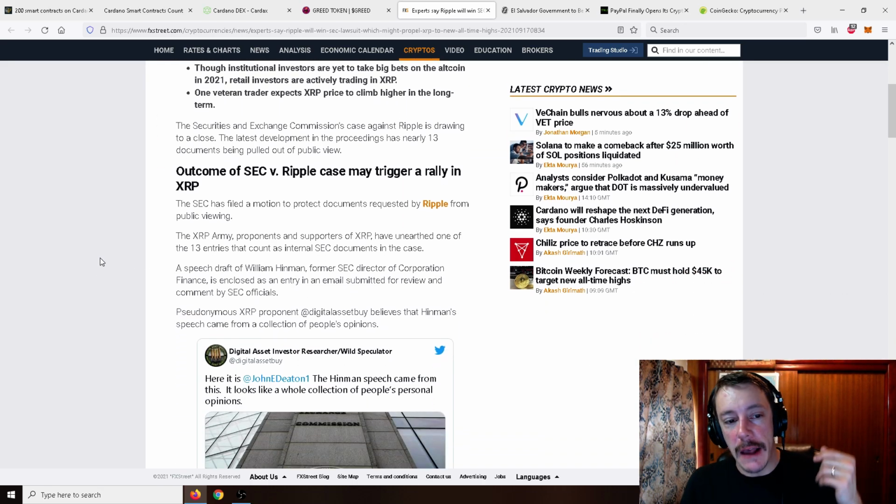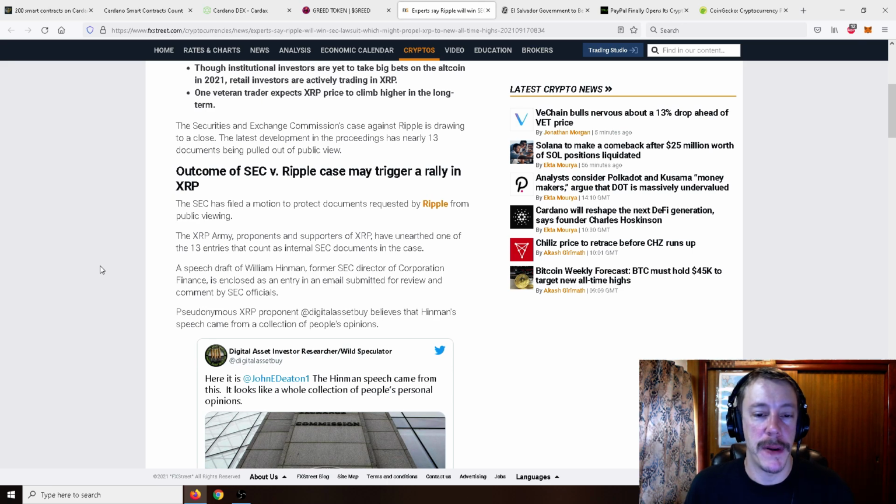The SEC has filed a motion to protect documents requested by Ripple from public viewing. The XRP army, proponents and supporters of XRP, have unearthed one of 13 entries that count as internal SEC documents in the case.